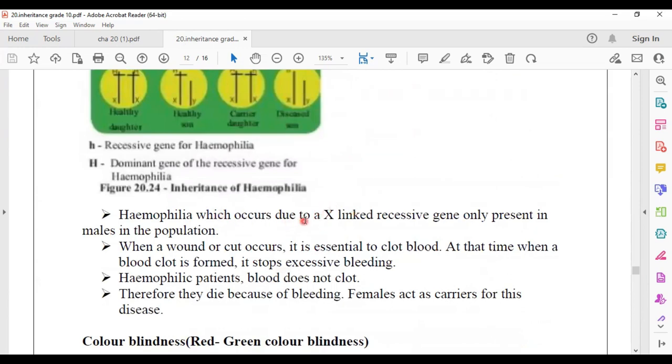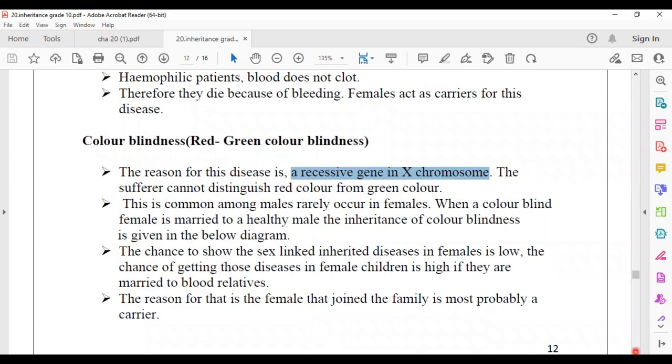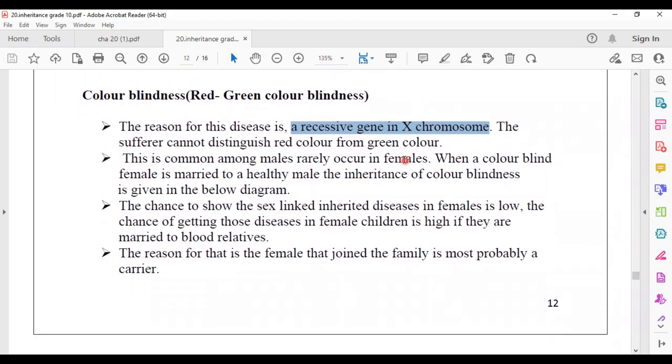You should remember that hemophilia occurred due to an X-linked recessive gene. If they are simple H in X, then that is the diseased one. So you should remember the genetic reason for this disease is the X-linked recessive gene. Here also color blindness is a recessive gene in the X chromosome. It is also an X-linked recessive gene, like hemophilia. The sufferer cannot distinguish red color from green color. They can't separately identify red and green. This is common among males, rarely occurring in females.